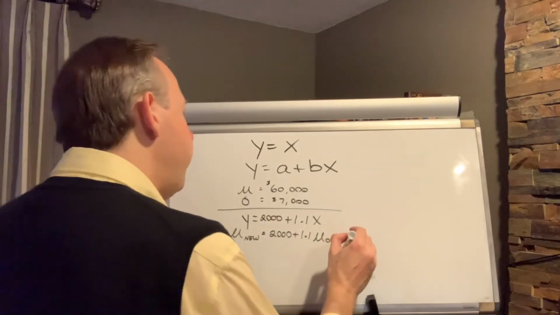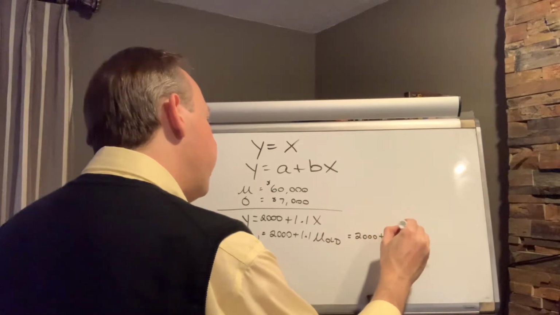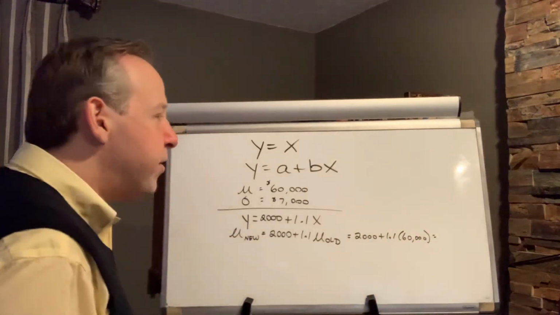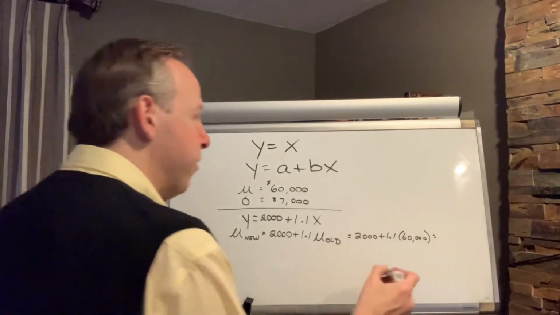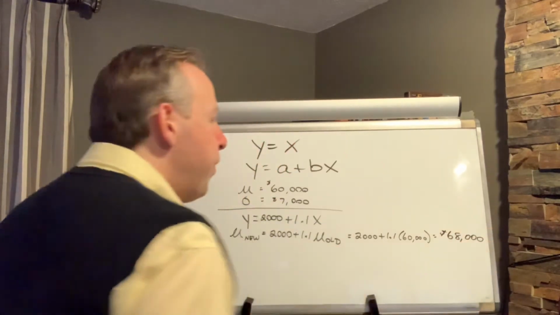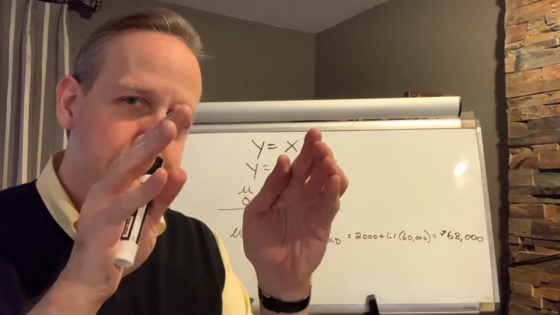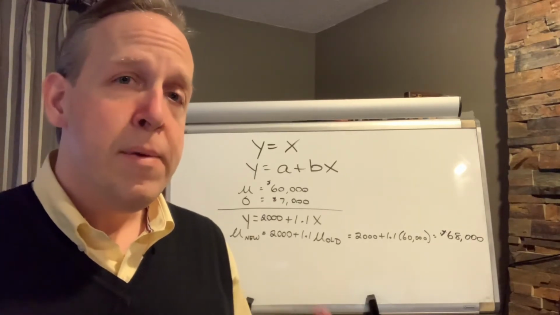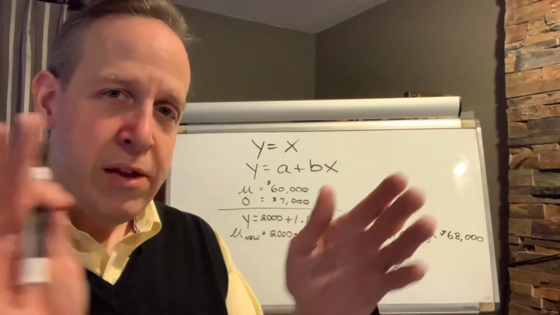And so my new mean is going to be $2,000 plus 1.1 times $60,000. And what's that going to be? Well, 1.1 times 60,000 is 66,000, and 2,000 more is $68,000. The distribution has been multiplied by 1.1, so it's spread out and shifted forward $2,000. So the mean has done the same. The mean that was old has been multiplied by the 1.1, and also we added $2,000 because it shifted forward.